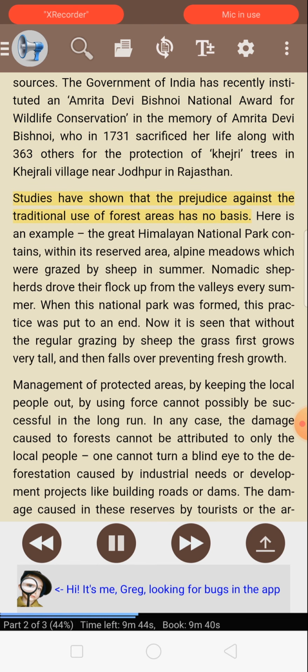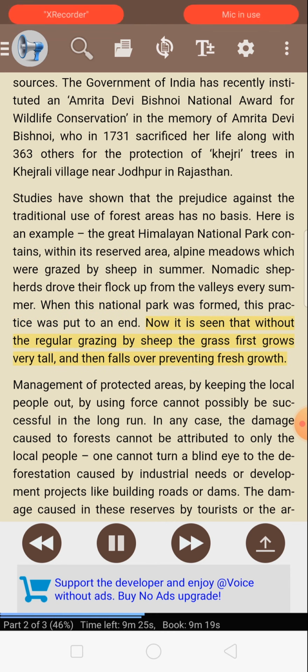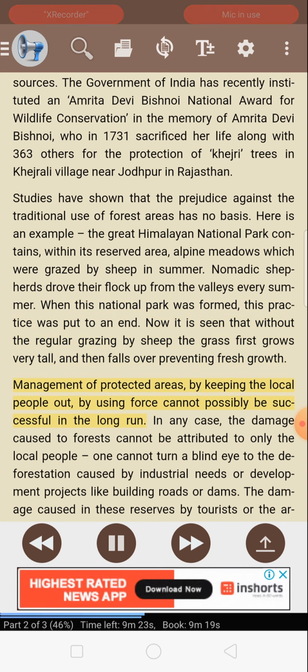Studies have shown that the prejudice against the traditional use of forest areas has no basis. Here is an example. The Great Himalayan National Park contains within its reserved area alpine meadows which were grazed by sheep in summer. Nomadic shepherds drove the flock up from the valleys every summer. When this national park was formed, this practice was put to an end. Now it is seen that without the regular grazing by sheep, the grass first grows very tall and then falls over, preventing fresh growth. Management of protected areas by keeping the local people out by using force cannot possibly be successful in the long run.